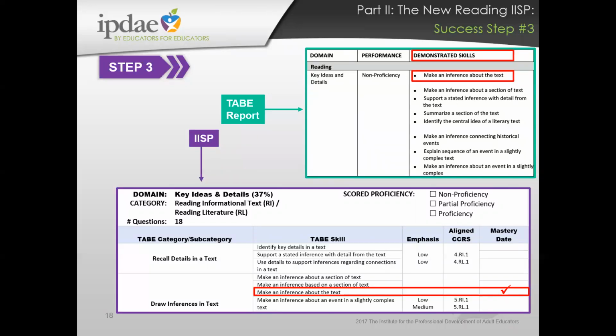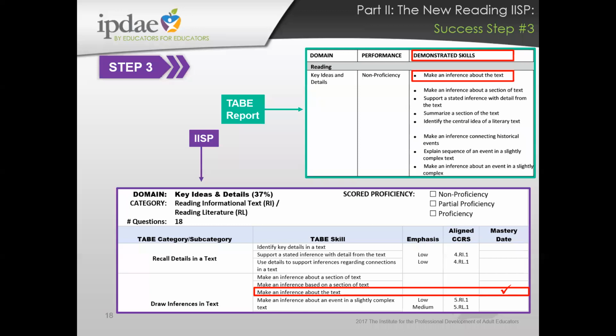Now, because these skills have already been mastered, right, you want to simply put a check mark in the mastery date column on the IISP. You don't need to put the testing date, just put a check mark on it. Continue to cross-reference until you have completed this for all the domains. Now, to make the process even simpler, just check off the skills under the demonstrated skills column, and then you know that anything that's left over under that domain has not yet been mastered. So you just leave the rest blank.